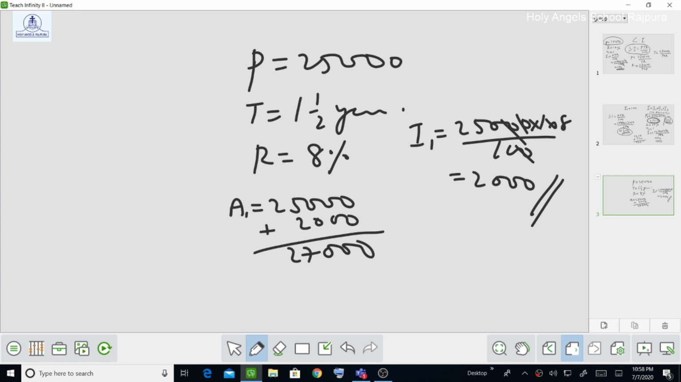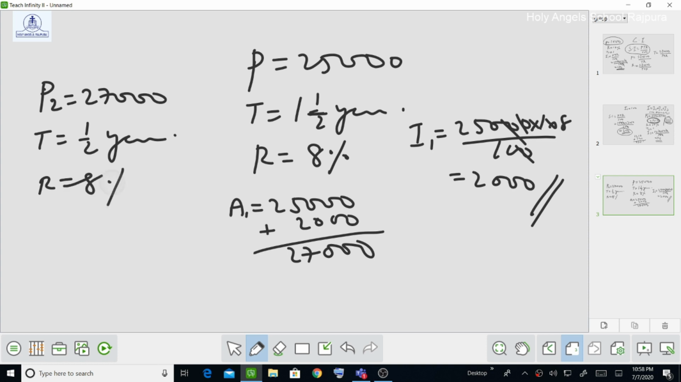So this A1 becomes the principal for the next year, but we don't have a complete next year. We have only half a year. So P2 is equal to 27,000. Whatever is the amount after 1 year becomes the principal for the next year. Next year we take 27,000, but the time is only half a year, and the rate is the same, 8%. Now let us calculate the interest for the remaining second year, which is only half a year, not one full year.